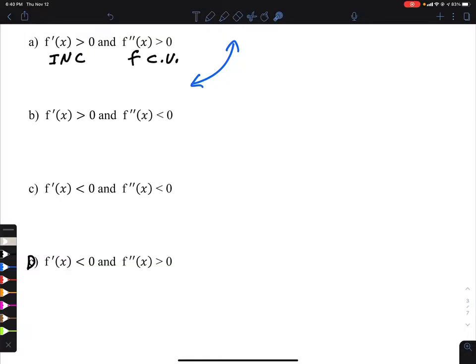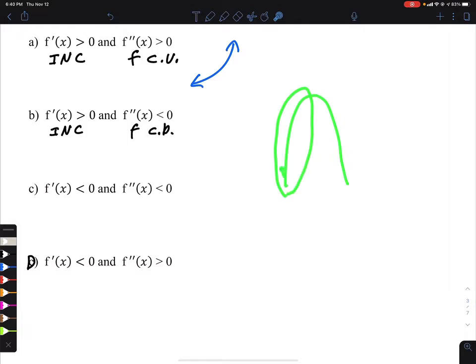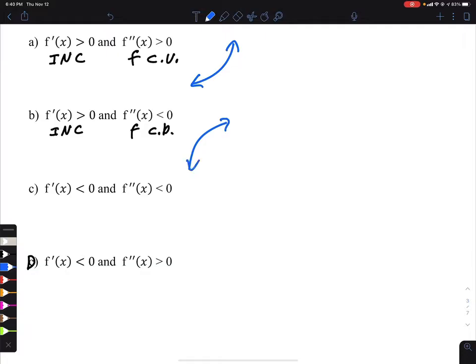All right, what does this next one tell us? This tells us f is increasing. This tells us f is concave down. Well, here's concave down. Which portion is increasing? This portion, so it's got to look like that. So my answer would be that it is increasing and concave down.